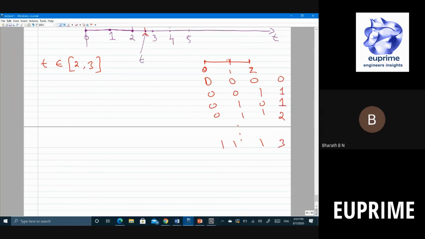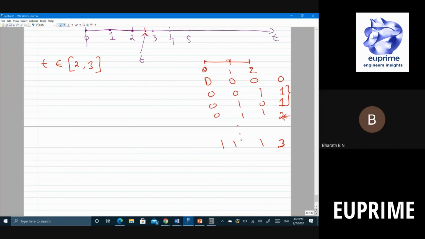Now, when do you get 1? If you have only 1 head in 3 tosses. When do you get 2? You get 2 heads in 3 tosses, and so on. When do you get 3 heads in 3 tosses? That can happen only once. So there is only one possibility.